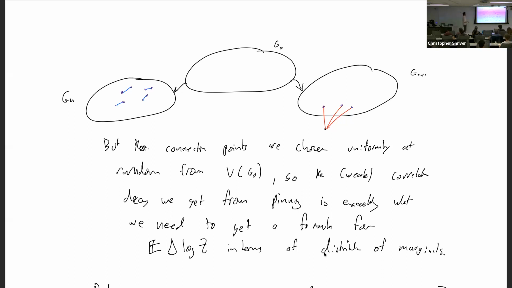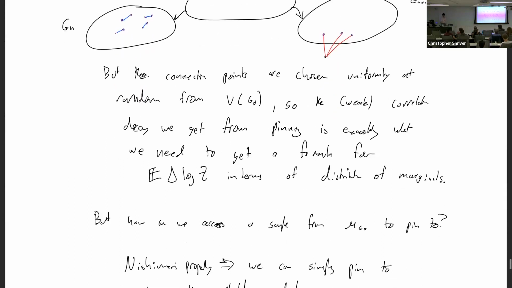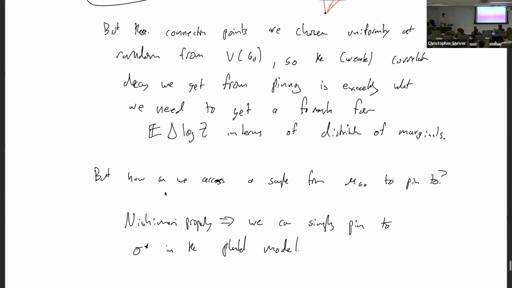So what do I mean by that? The distribution of marginals means: pick a random vertex in G0 and look at its marginal. That is a probability measure in this set P squared, right? Because you're picking a random vertex and asking what its marginal is. So you can see that this expected change in the log partition function is a functional on measures in this P squared. And so that's how to do it.